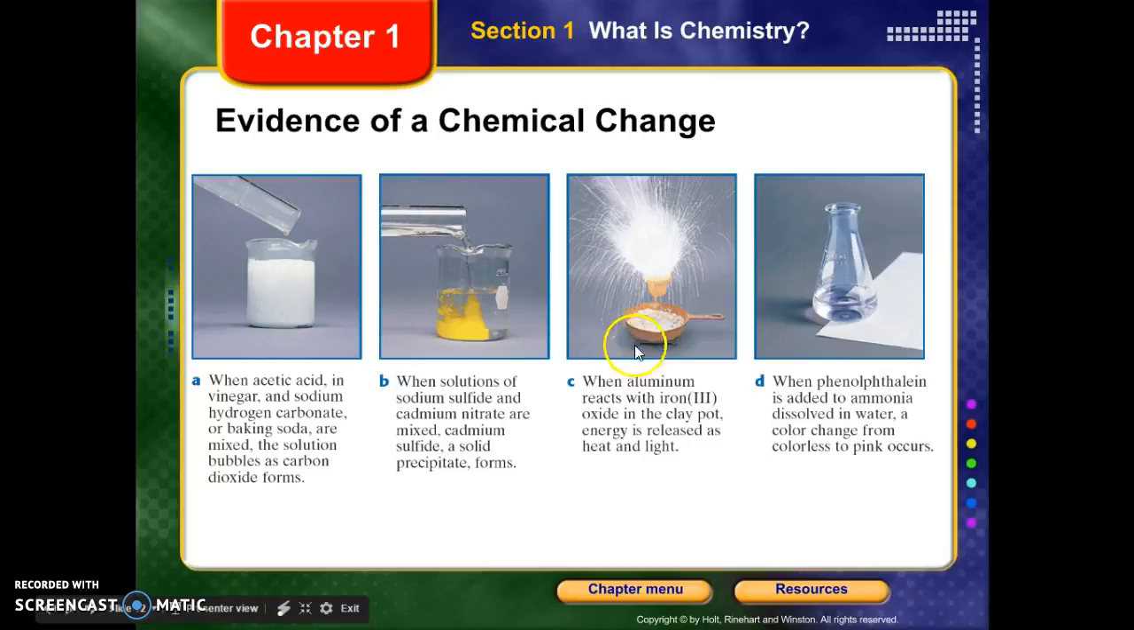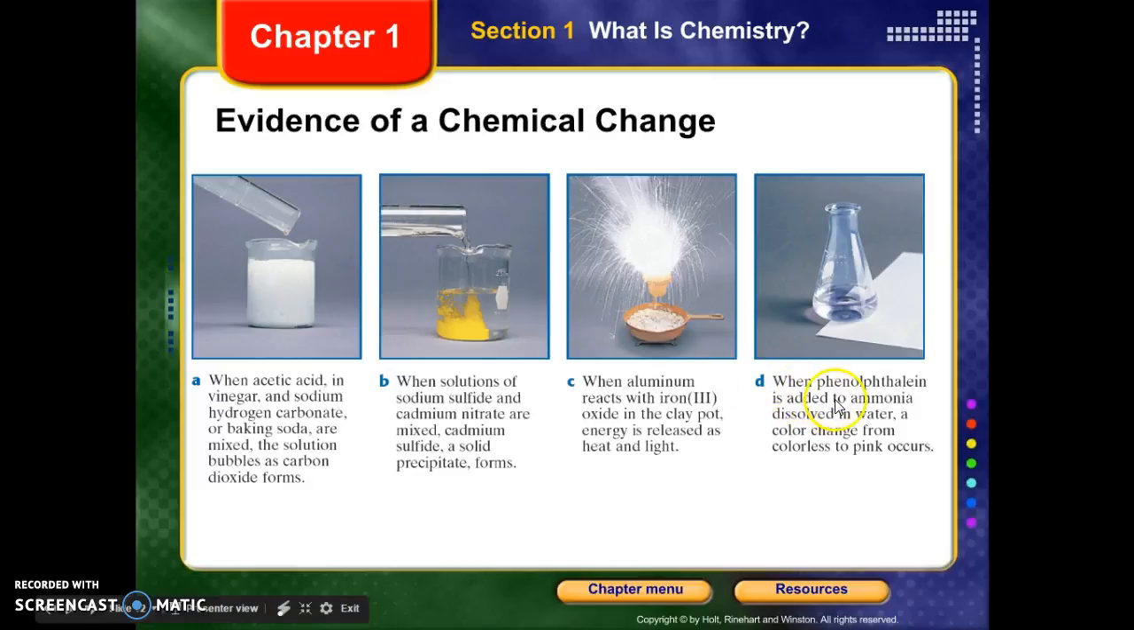Another fun reaction is if we take just pure aluminum and we take iron 3 oxide, which is rust, and we mix them together and are able to ignite them, they will burn and release lots and lots of energy in the forms of heat and light, and they will actually melt the iron, and you'll get a piece of iron down in here.